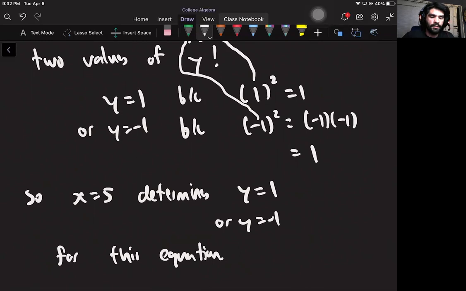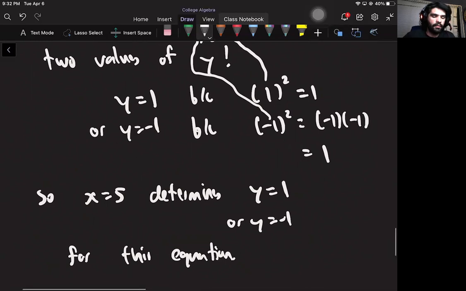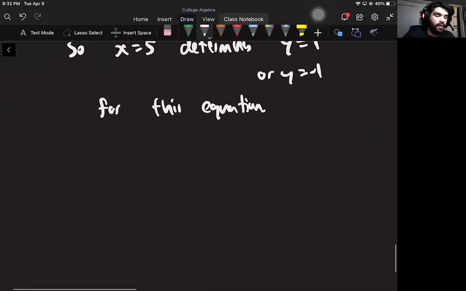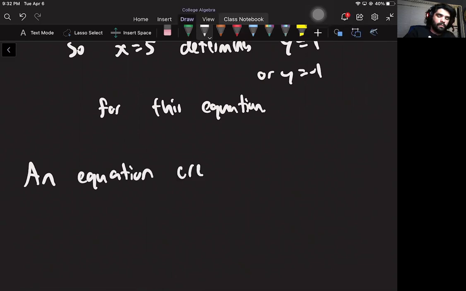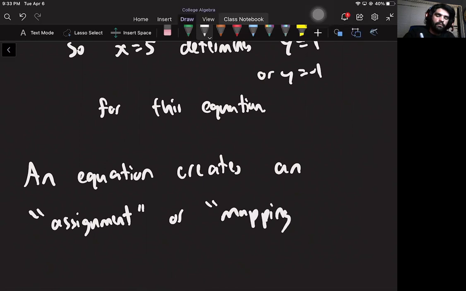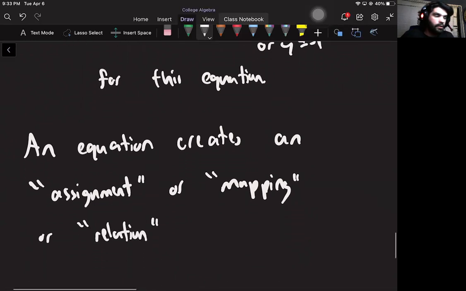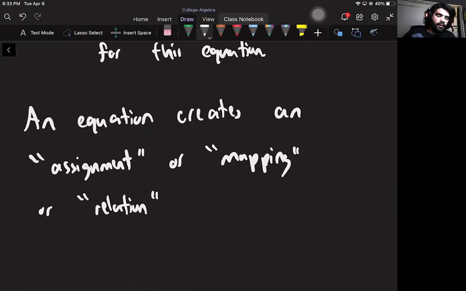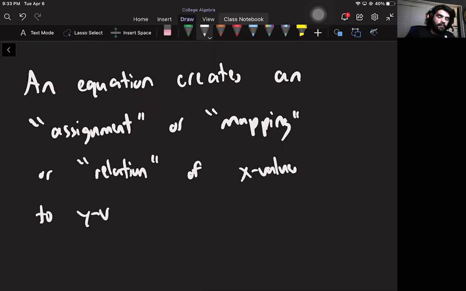So we want to keep thinking about it as x is determining y. X is the independent variable, and then y depends on x. So the y we get comes after we plug in a choice for x. And in this way, we really think about it as an equation creates, and we can call this an assignment or a mapping. Some people call it a mapping, or other people call it a relation. We're not going to need to remember these words too much. The point is it creates this assignment of x values, numbers that x can be, to y values, numbers that y can be.